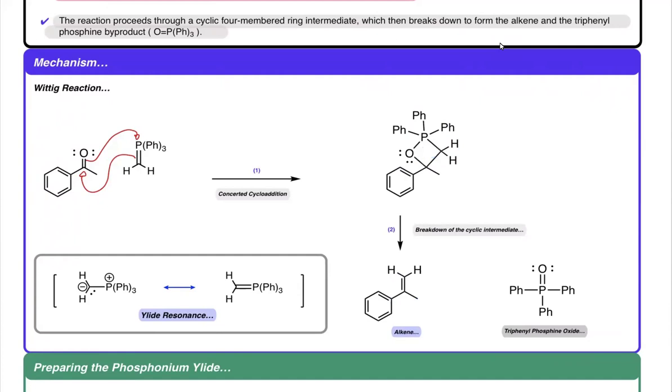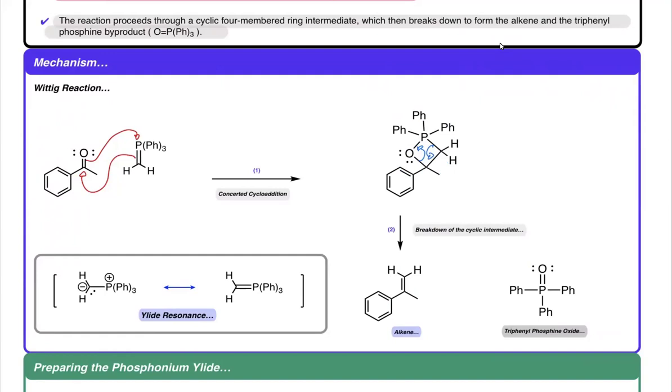So for some reason, this intermediate, it's kind of goofy to track the arrows. It's also just a goofy looking intermediate, right? So we use the bonds that are forming as a guide for the arrow pushing. We need to break the carbon-oxygen bond, and I'm going to use those electrons to form the phosphorus-oxygen pi bond. I then need to break the carbon to phosphorus bond, and I'll use those electrons to form the carbon-carbon pi bond.